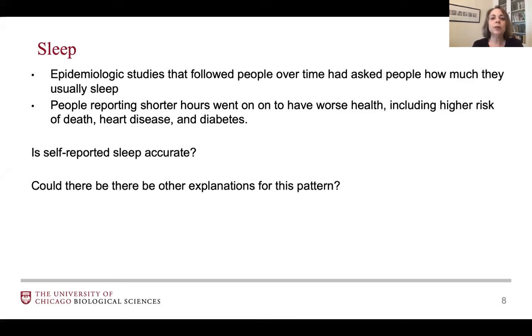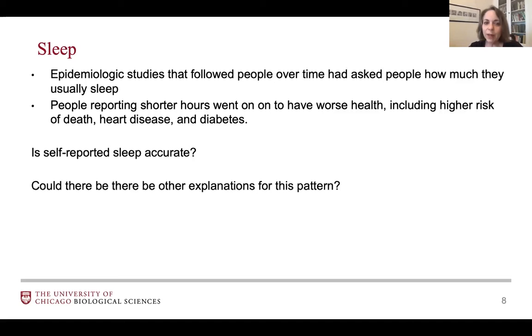So when I started this work, there had been a number of epidemiologic studies that had followed people over time and had originally asked, when they started following people, how much sleep they usually got. And it turned out that people who reported shorter sleep hours went on to have worse health, including a higher risk of death, of heart disease, diabetes, and a number of other conditions, which was frankly a very odd finding, because why was it that people who said they routinely slept 5 or 6 hours a night were going on to have these worse outcomes?